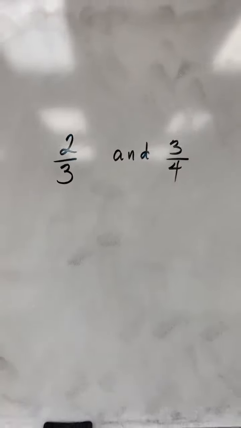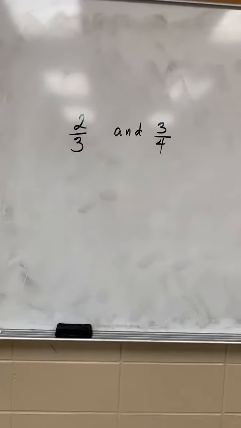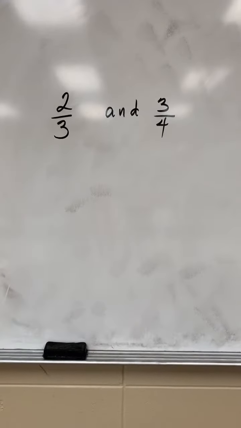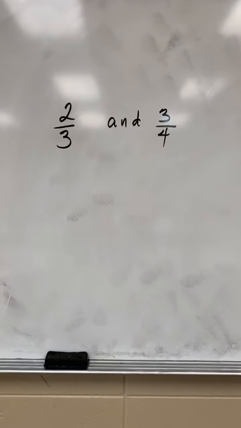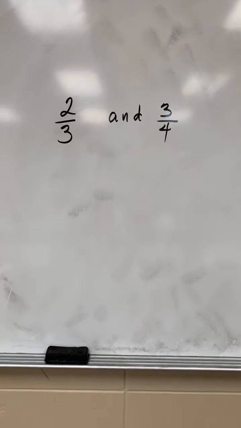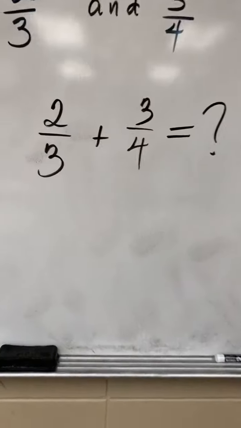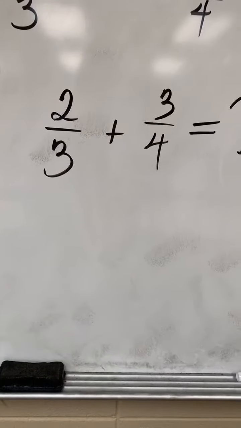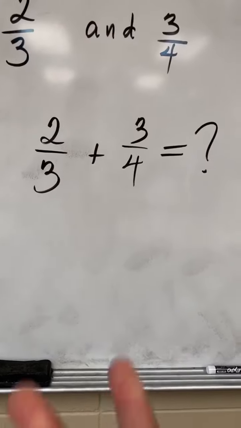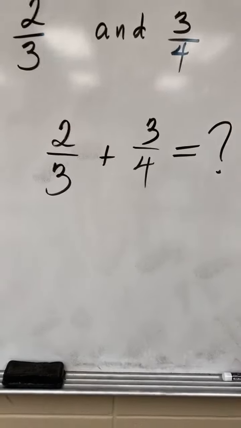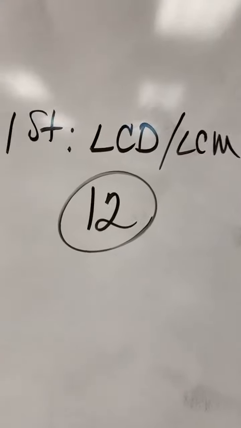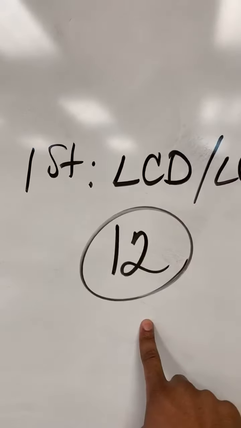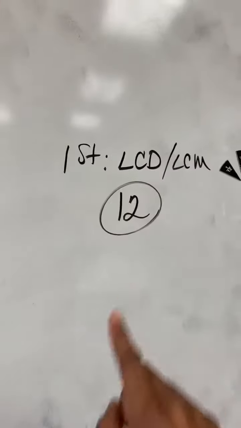So we're looking at the example now. We have to find a midpoint between 2/3 and 3/4. Remember, the first thing we have to do is add. If I'm adding 2/3 and 3/4, we can't add these two unless we have a common denominator. And the common denominator, or our common multiple, is 12.